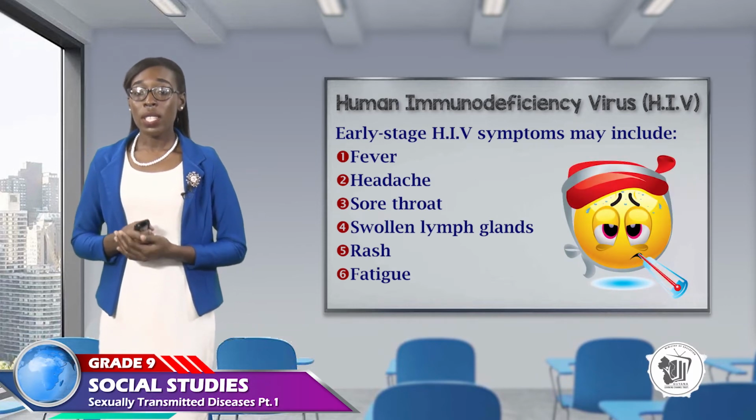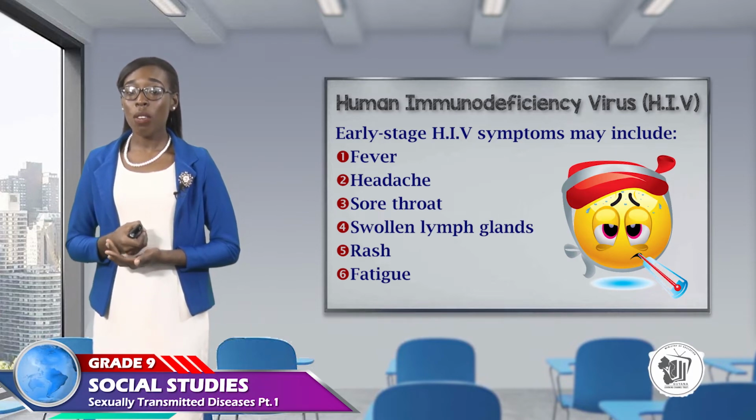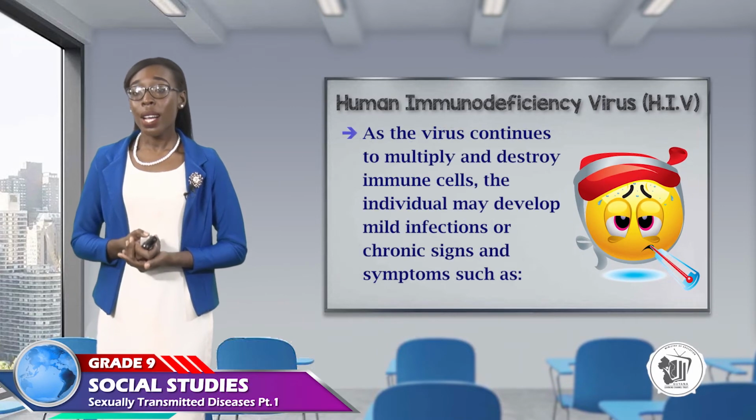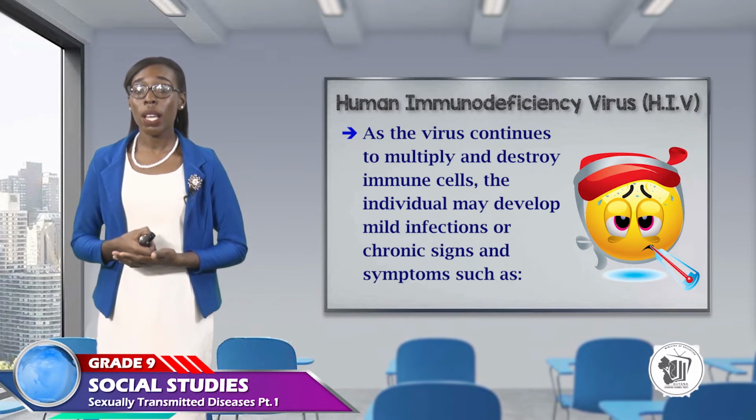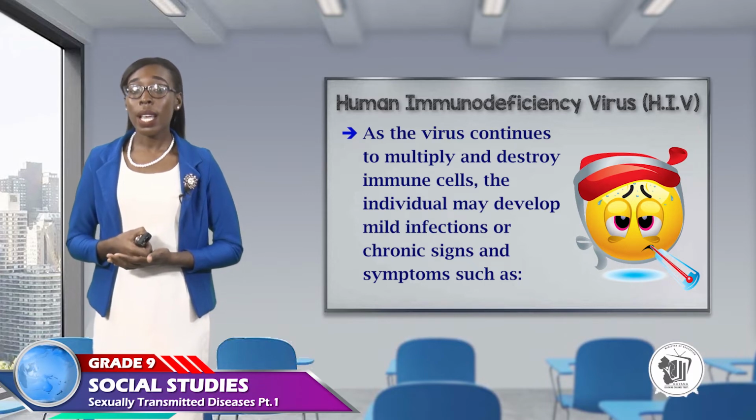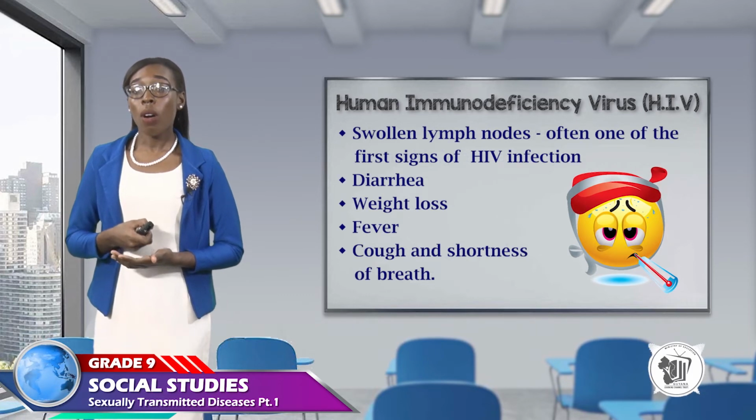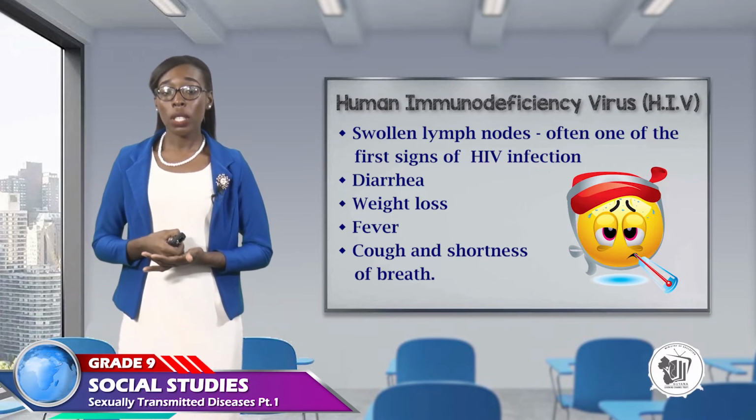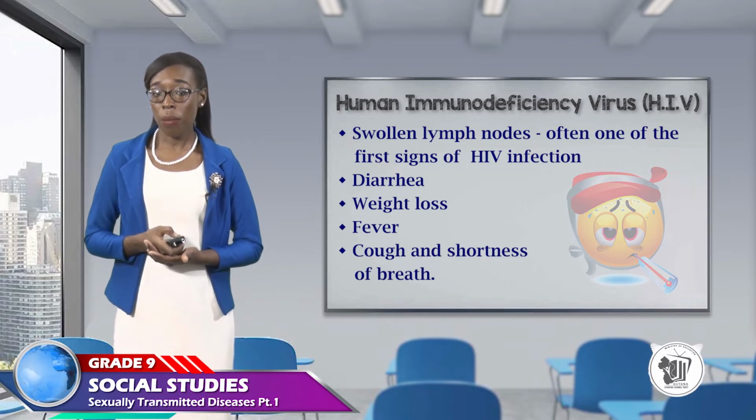Early stage HIV symptoms may include fever, headache, sore throat, swollen lymph glands, rash, and fatigue. As the virus continues to multiply and destroy the immune cells, the individual may develop mild infections or chronic signs and symptoms, such as swollen lymph nodes, often one of the first signs of the HIV infection, diarrhea, weight loss, fever, cough, and shortness of breath.